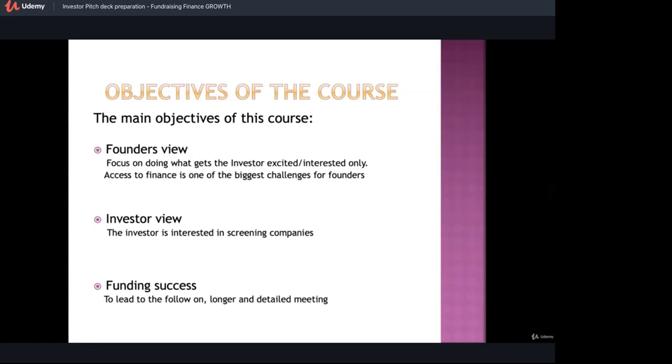The investor's view. Each investor will have their own specific selection criteria. They will only select a few companies to invest in from the many they will see each year. In order for the investor to make a selection, they will need to screen companies carefully and then form a shortlist. The partners of the firm will then agree to meet with you and then to invest in your company.